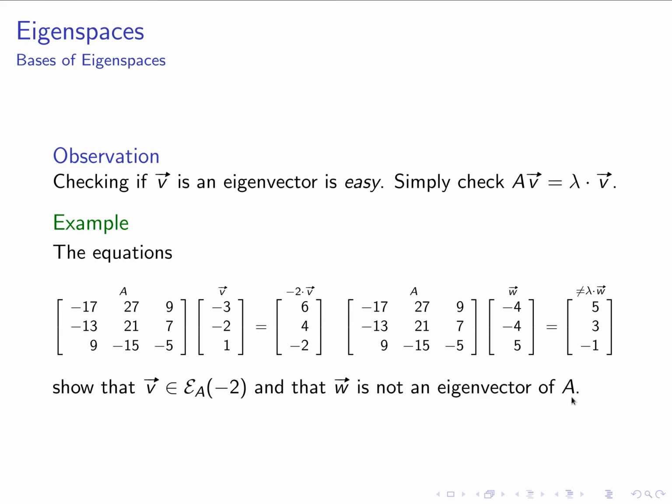So just as in the theory of null spaces, when we want to verify whether or not a vector is in the null space of a matrix, we just have to check a simple equation. Does that vector when multiplied by A produce the 0 vector? Same goes for eigenvectors. If someone gives us a vector and we want to know whether or not it's in an eigenspace, we simply check whether or not A multiplied by that vector is lambda times that vector.